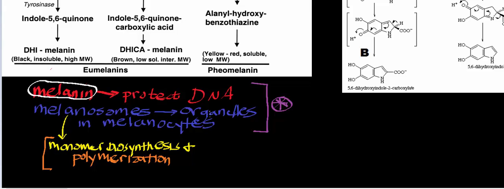It's synthesized by cells called melanocytes, thus the name melanocytes, melanin. And melanin is biosynthesized in these organelles inside the melanocyte known as melanosomes. And the purpose of melanin is to protect the underlying DNA from mutation.